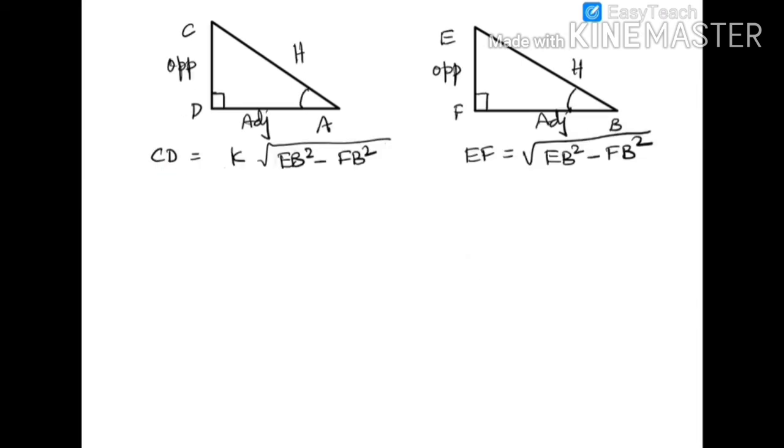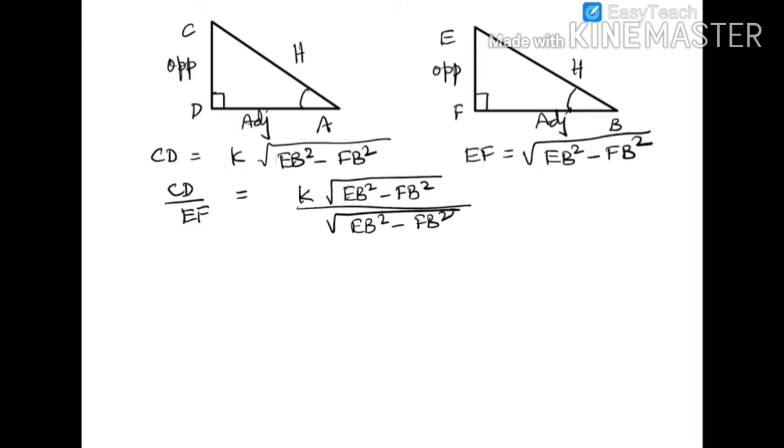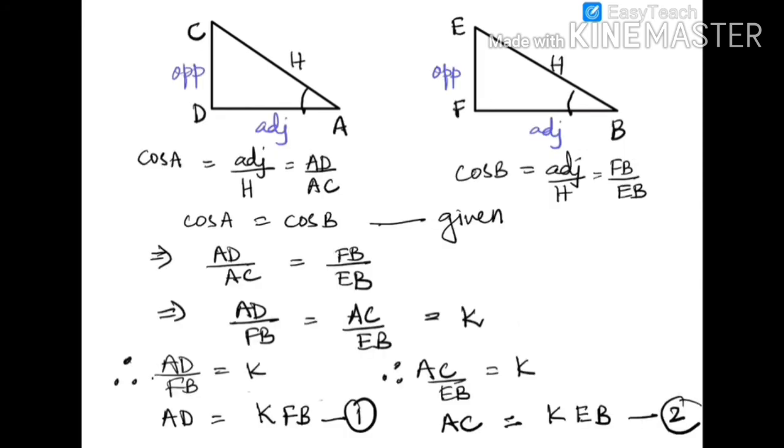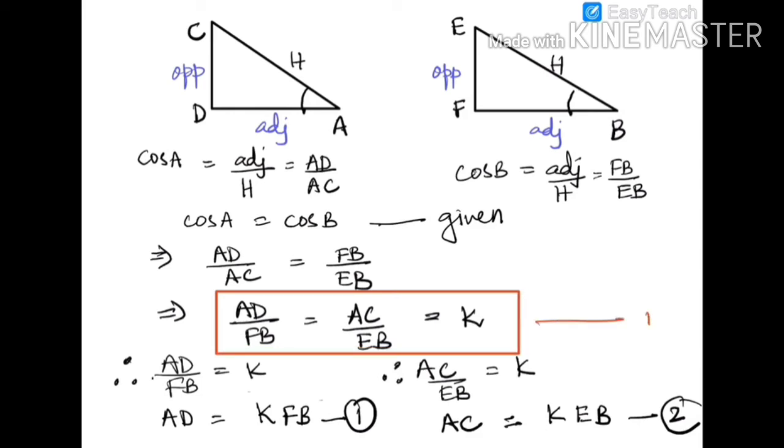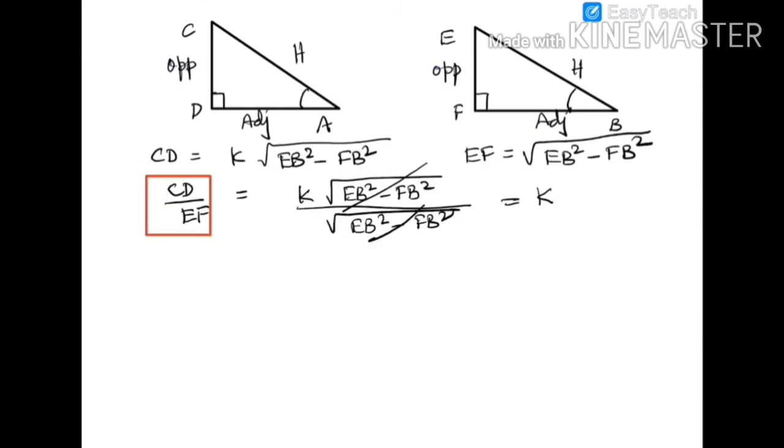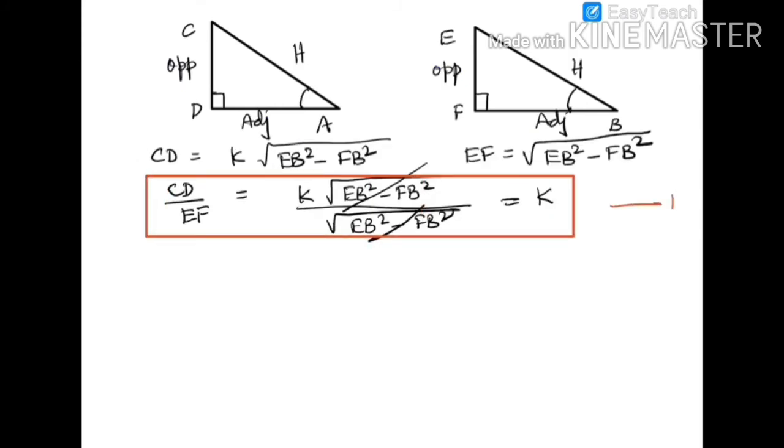So let's find the ratio of these two sides. So we get CD upon EF equal to K times root of EB square minus FB square divided by root of EB square minus FB square. So we can cancel these equal terms and we are left with K. So let's mark this step as Roman number 1 and this step as Roman number 2.